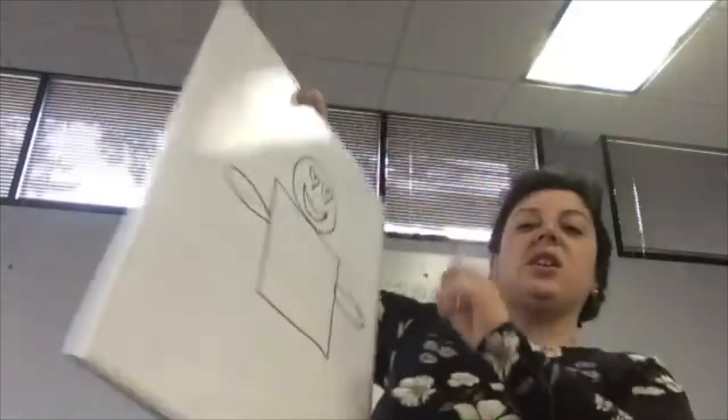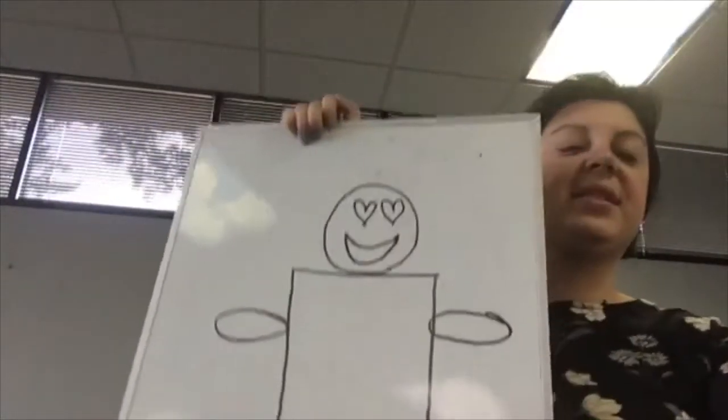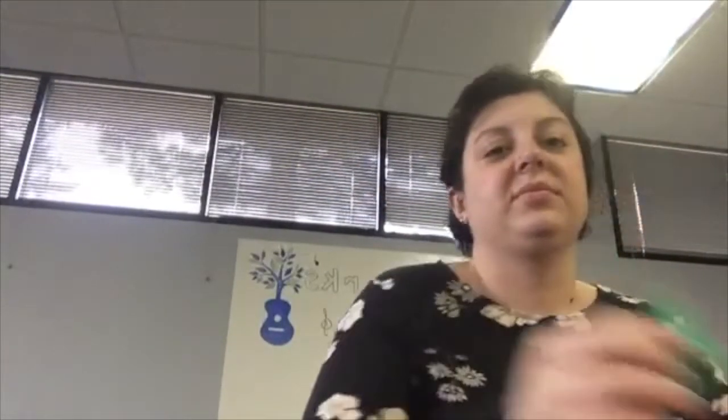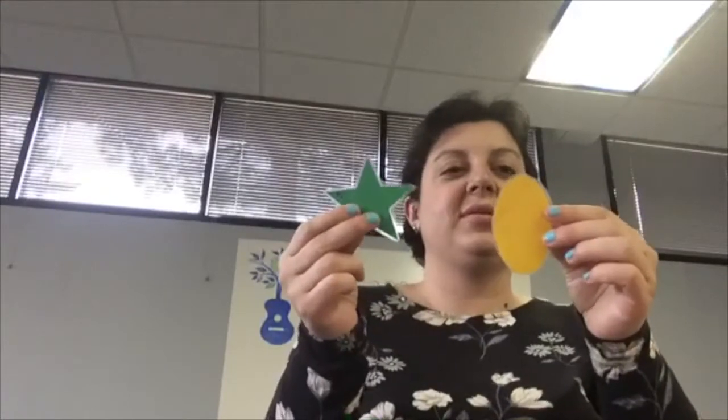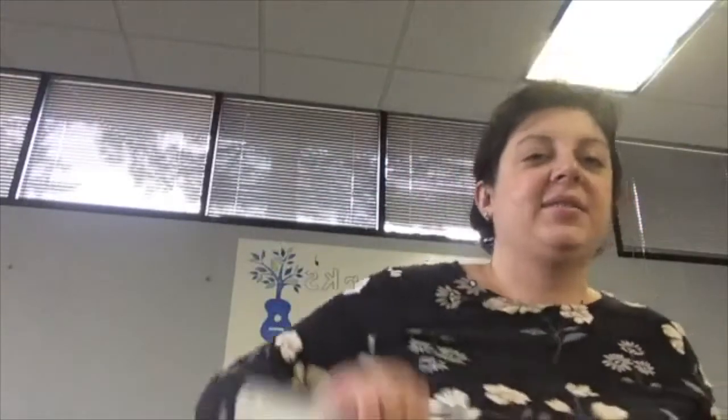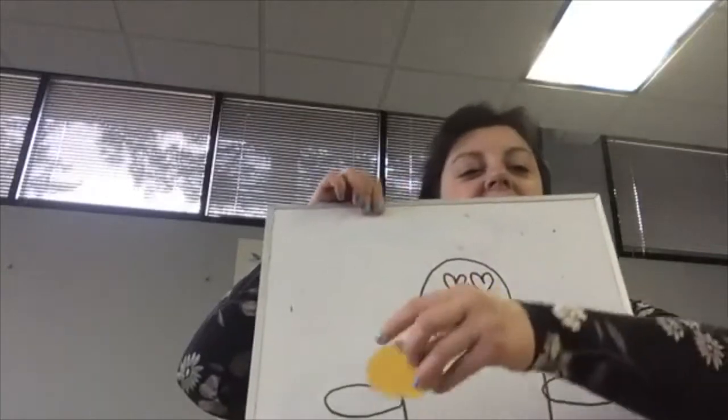Let's add some arms. His arms were made of ovals, and his name was Aiken Drum. All right, we're going to find an oval. Which one is an oval? Yeah, here it is. Oval. So, this picture has two ovals, one for each arm.